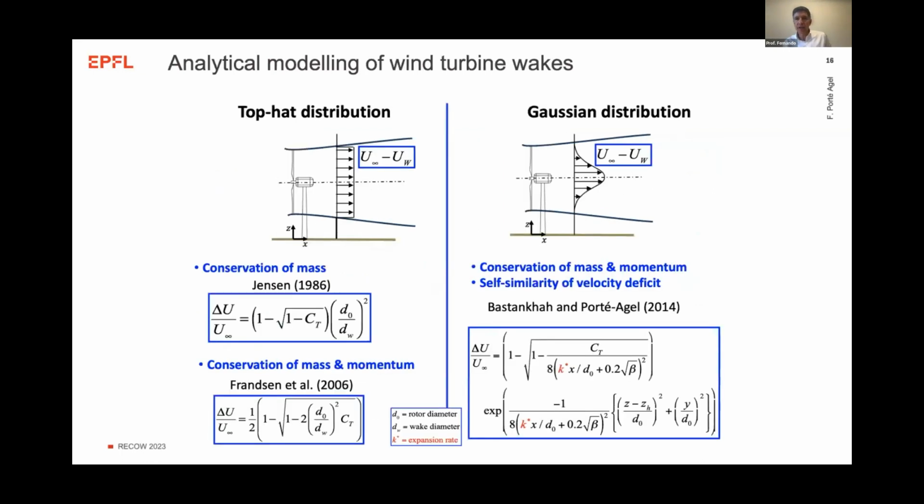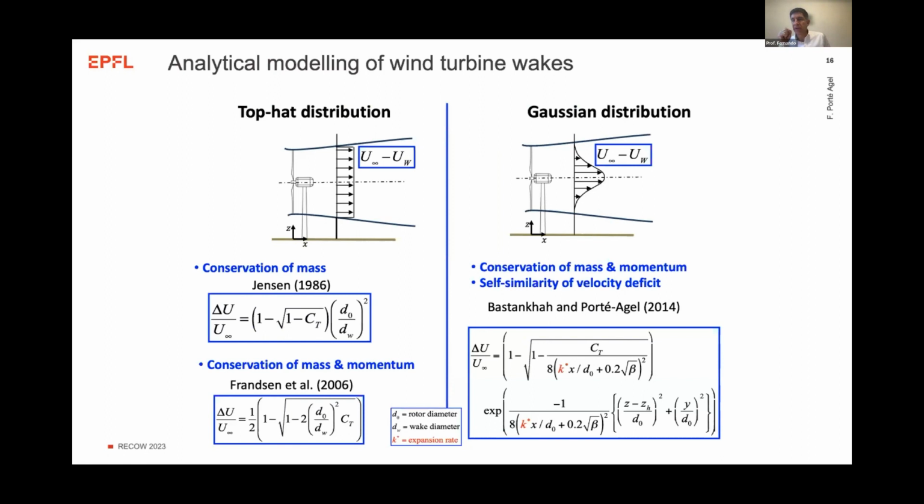This approach was pioneered at DTU in Denmark by Jensen, and he assumed a top hat type of shape, and then used mass conservation to predict how that shape will evolve with downstream distance. This was in 1988, quite a few years ago. 20 years later, Frandsen, also at DTU, in a way modified it to account also for momentum conservation.